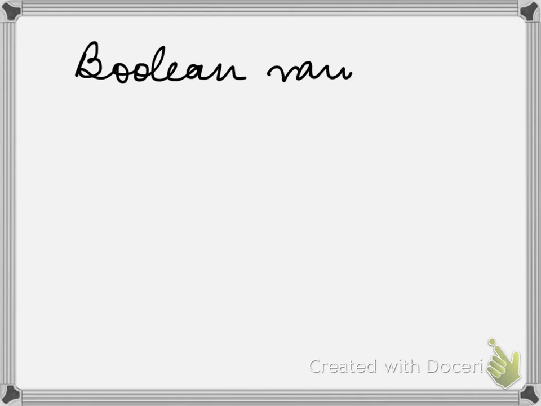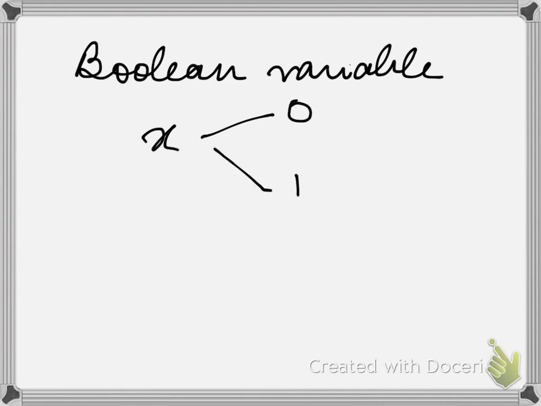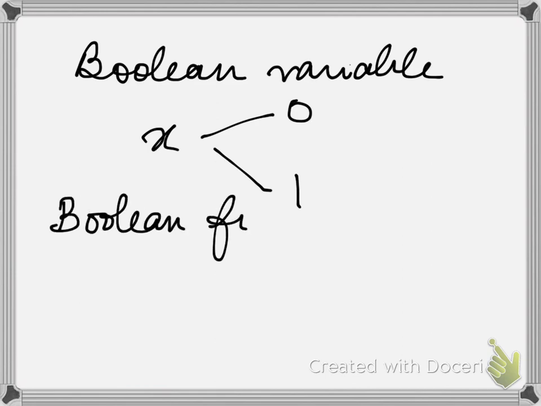So, a Boolean variable, say x is a Boolean variable, it can take value either 0 or it can take a value 1. So, a Boolean function is nothing but an expression which is formed with binary variables.